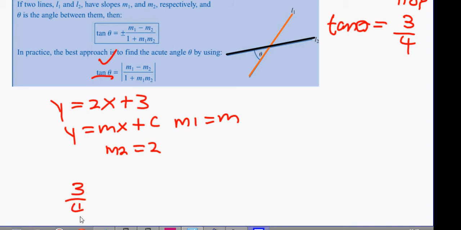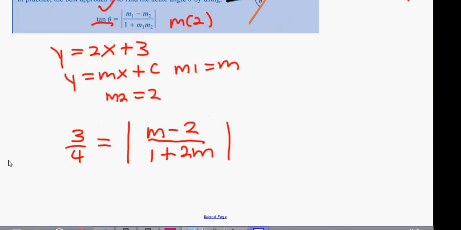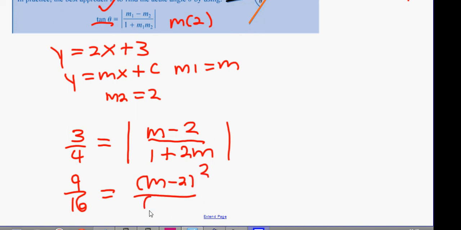Let's use all this information in our formula. 3 over 4 equals M1 minus M2, so m minus 2, divided by 1 plus m times 2. What's m times 2? 2m. Close. Square both sides. 9 over 16 equals (m minus 2) squared divided by (1 plus 2m) squared.